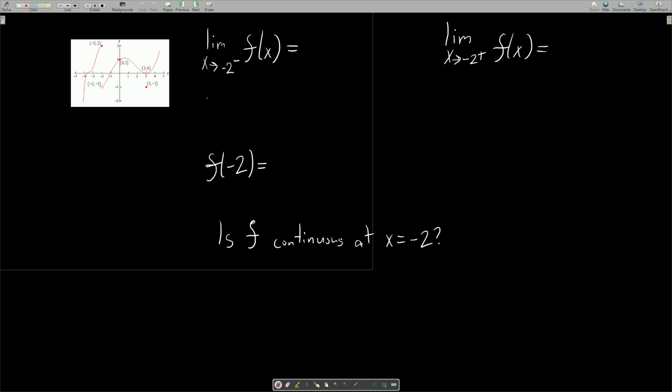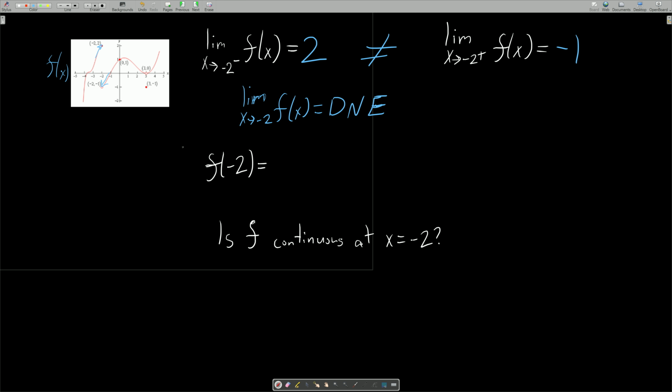Let's work through some examples. Here is this function f of x, and you want to evaluate the limit as x approaches -2 from the left. You follow the function from the left, and it's approaching 2. Now say the same thing, but from the right. You can see it approaching -1. Since these two aren't equal, that means the limit as x approaches -2 does not exist.